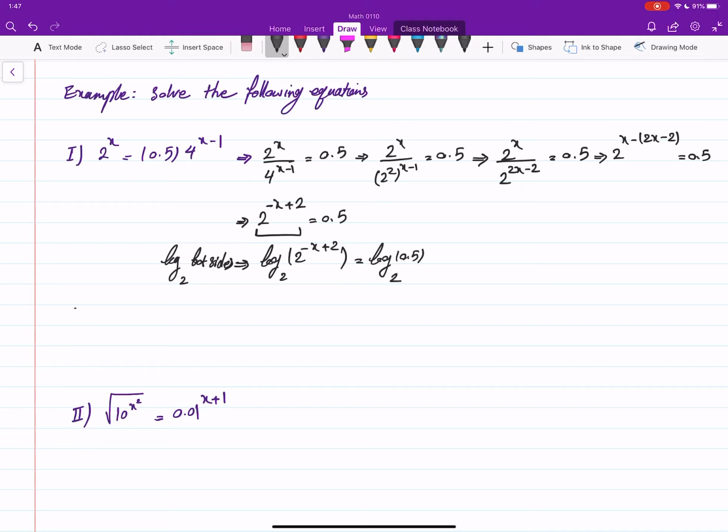Well, log base b of b to the power anything is that anything. So this means that minus x plus 2 is log base 2 of 0.5. So 0.5 is 1 over 2, it is 2 to the power negative 1. That means that the log base 2 of 0.5 is negative 1. And then we solve this, negative x equals negative 3, and x is just 3. That is the solution for this equation.